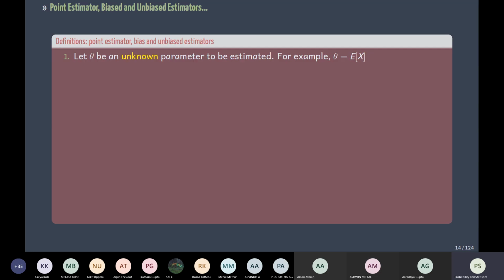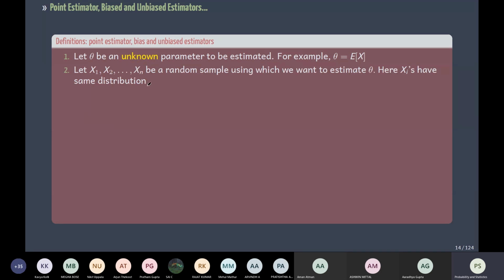Point estimator. So let theta be the unknown parameter to be estimated. Some parameter that I want to estimate. It could be a mean, it could be a variance, whatever. There is some useful information that I want to predict. So for example, let us say theta is the expectation of x. Now let x1 to xn be a random sample, which implies that they are IID, and we want to use them to estimate theta.